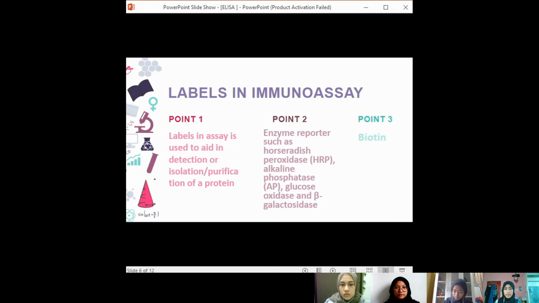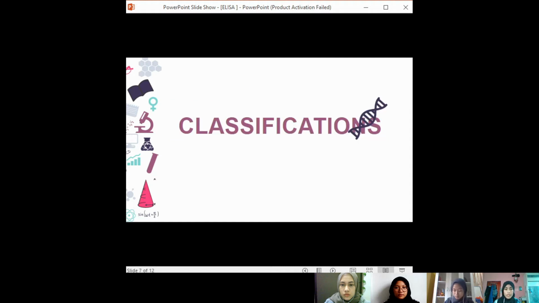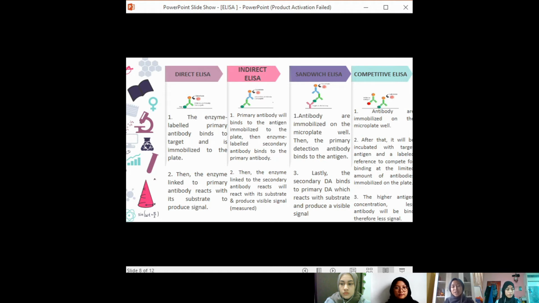The second label that is usually used is biotin. Biotin is often employed to increase the sensitivity of the assay when an antigen is difficult to detect. Next is classification of ELISA. Hello, so now we are moving forward to see the classifications of ELISA. Okay, so there are four types of ELISA, which are direct ELISA, indirect ELISA, sandwich ELISA, and competitive ELISA.